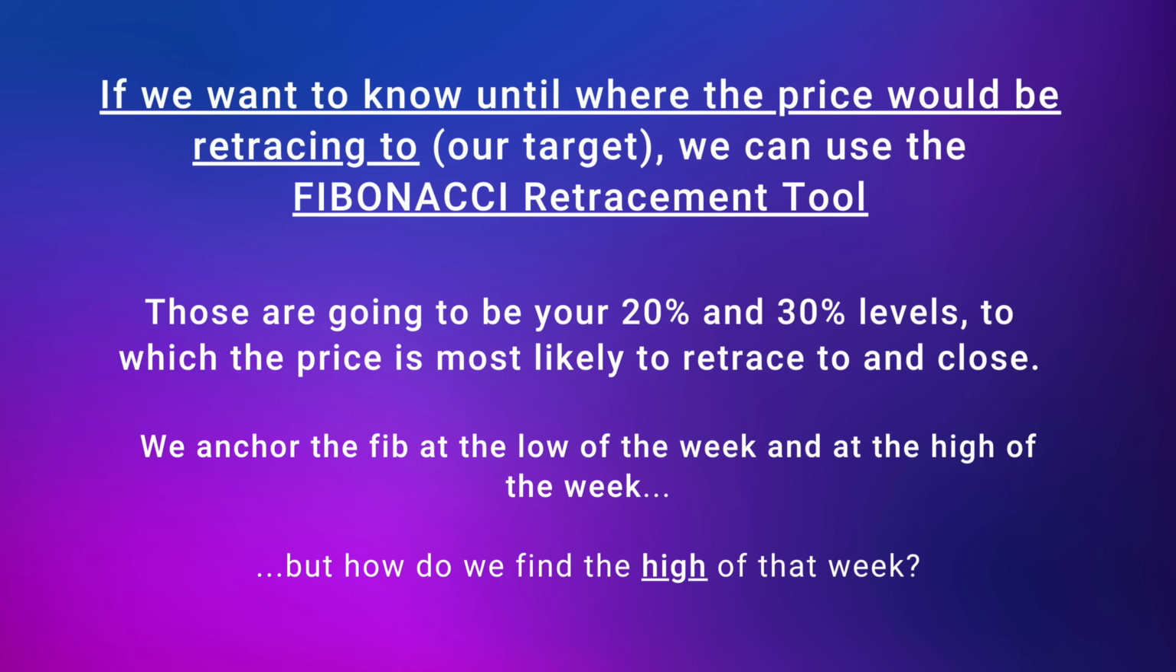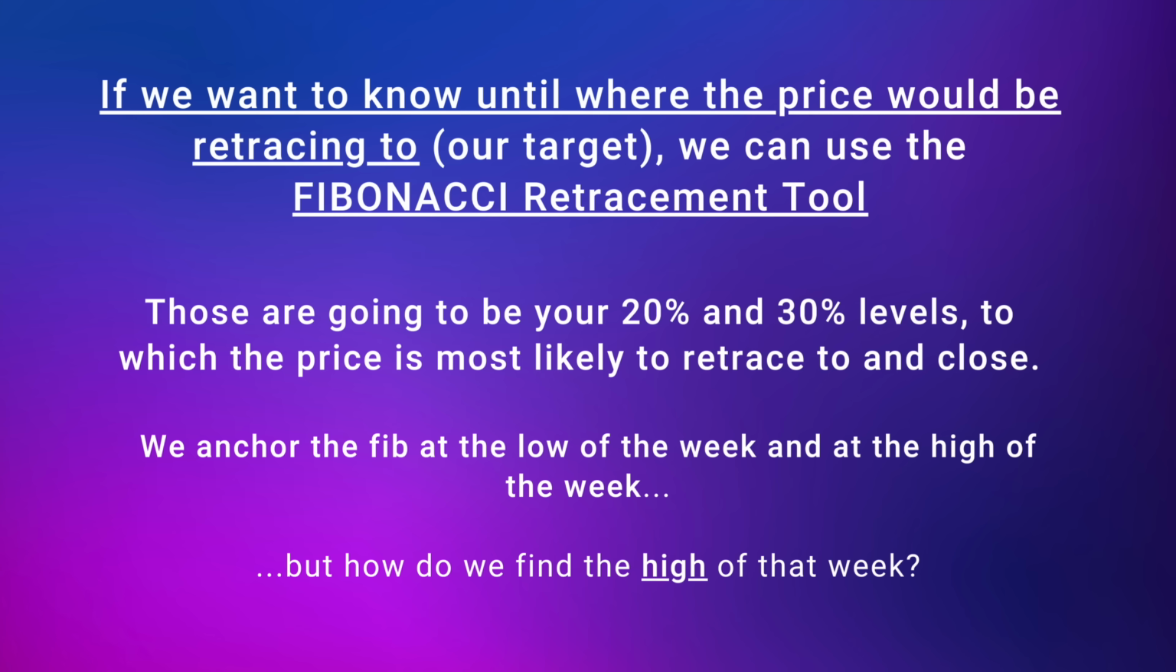And so this is where the price is most likely to retrace to and to close, between 20 and 30%. If we want to know until where the price would be retracing to, and so our target, we can use the Fibonacci retracement tool. Those are going to be our 20% and our 30% levels to which the price is most likely to retrace to and to close. We anchor the Fib at the low of that week and at the high of that week.